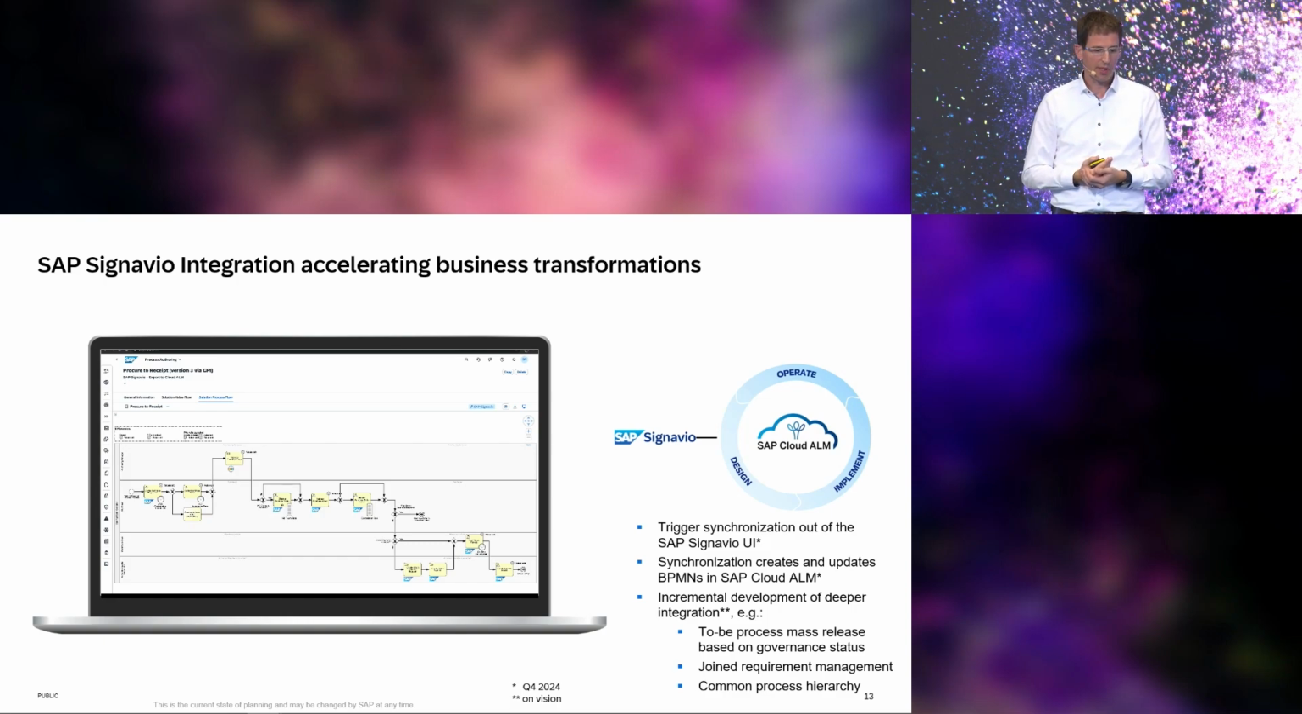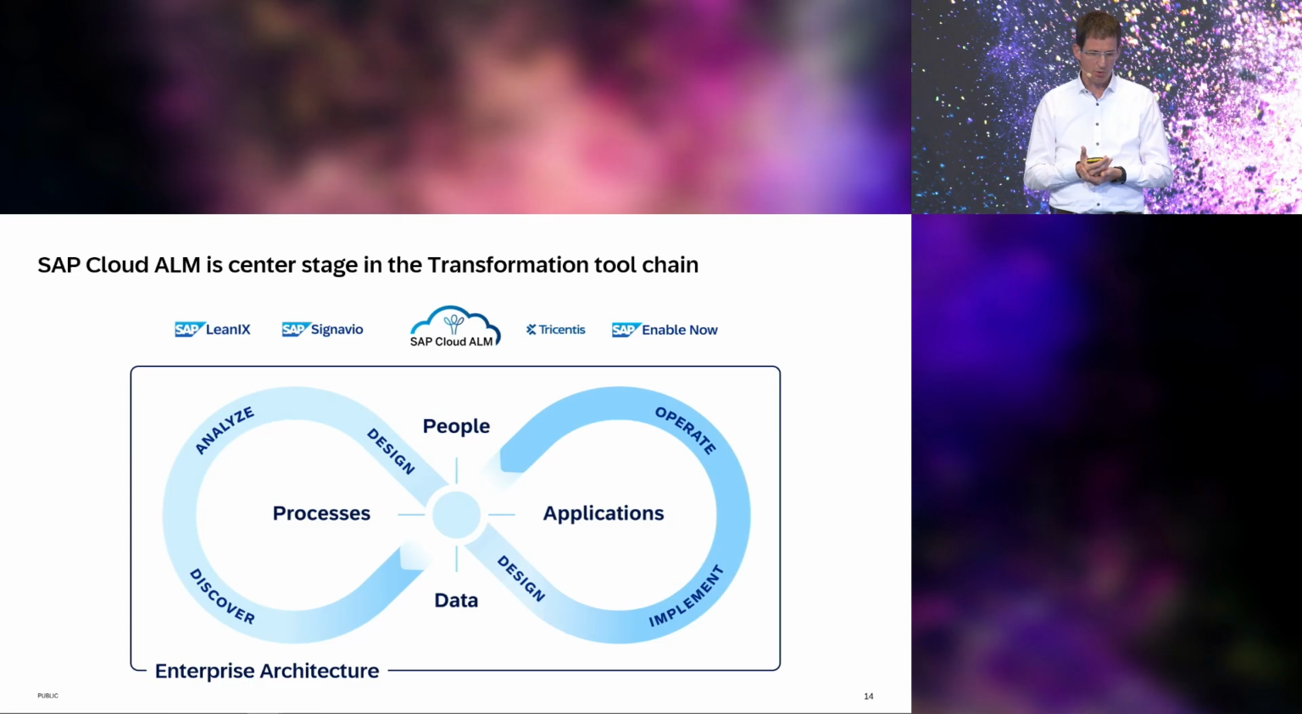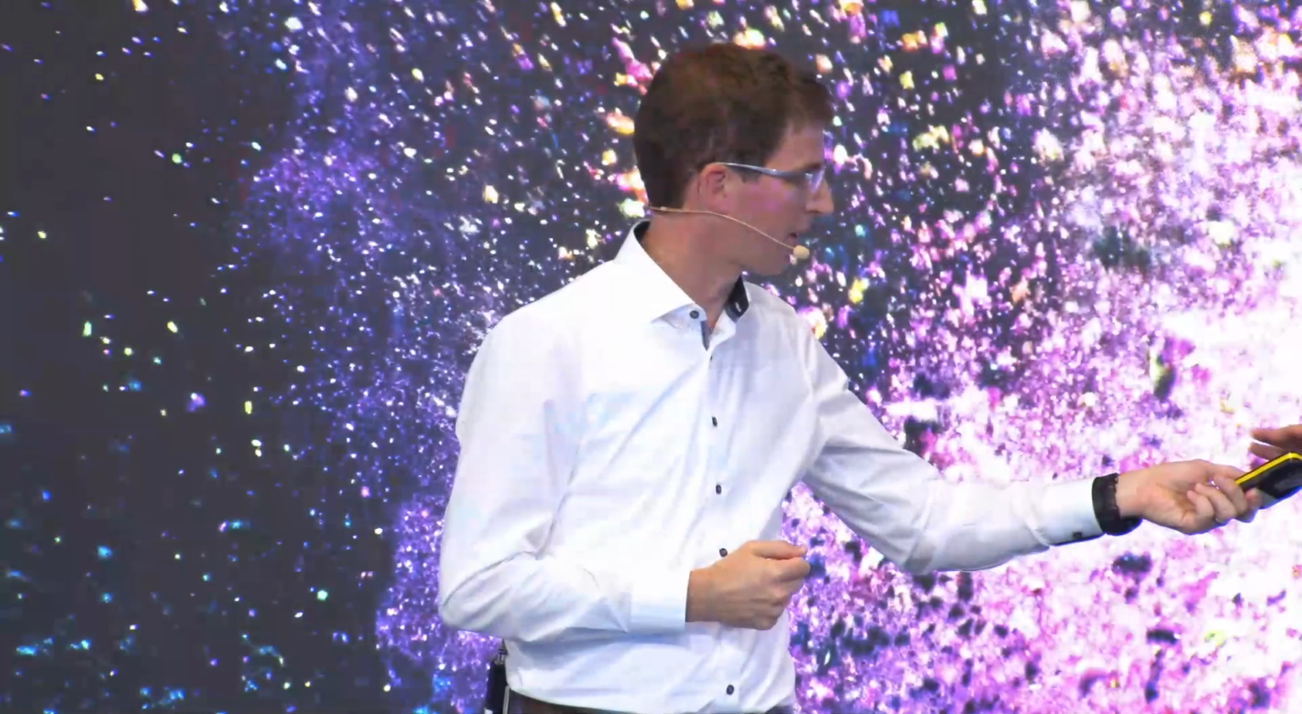And also not to forget the best practice part: if you start in Signavio with best practice, we need to get this reference information over to Cloud ALM, so that in Cloud ALM we can then assign this accelerator content from best practice to the processes also in Cloud ALM. So this is the way forward we are going here. Well said. That's it for the process part, and I would hand back to Mark.